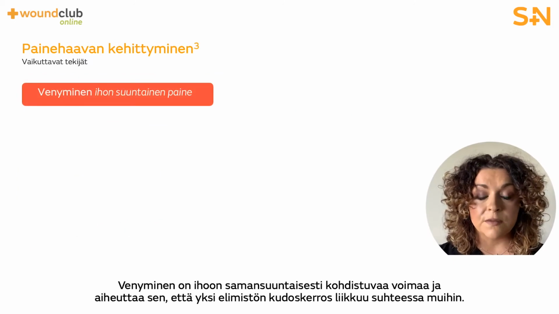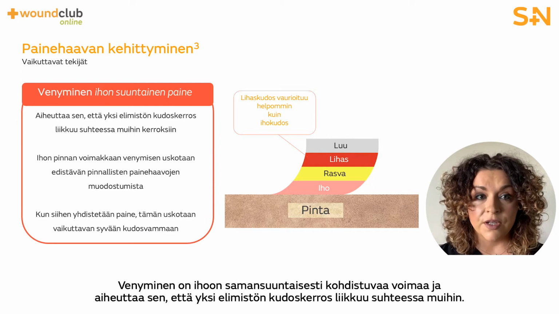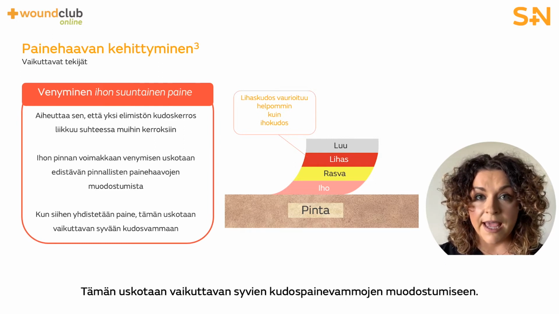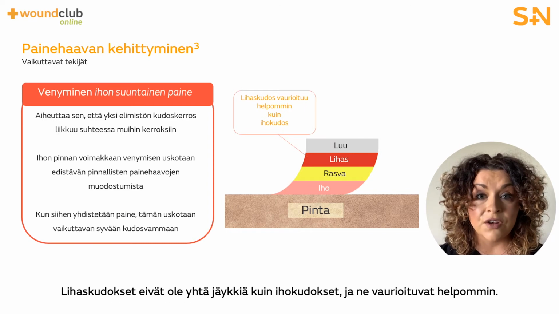Shear is a force parallel to the skin, which causes one layer of the body tissue to move in relation to others and is believed to play a role in deep tissue pressure injury. A slight lateral movement of only 0.5 centimetre can significantly increase force at the bone-muscle interface. Muscle tissues are not as stiff as the skin and are more easily damaged.